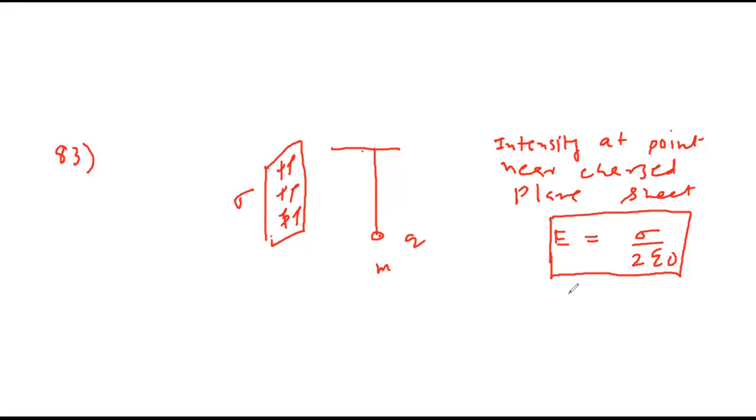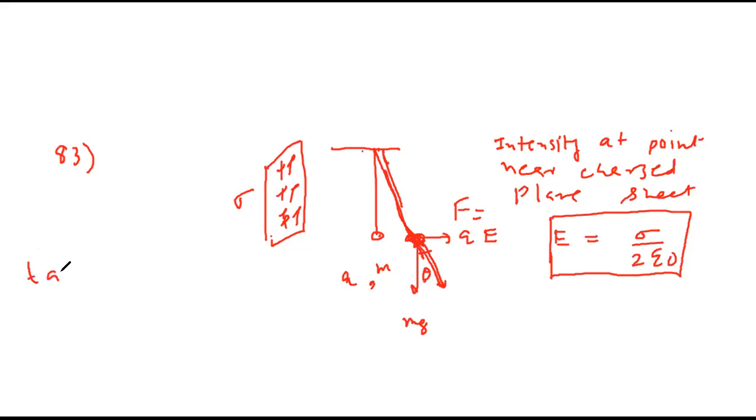Now, this sheet is positive and this charge Q is positive. Will positive attract or repel? Repel. So this charge Q of mass M will be repelled outward due to force QE. Correct or not? Yes, the force is QE. And its weight mg is acting downward. You want the angle made by the string with the vertical, that means this angle theta.